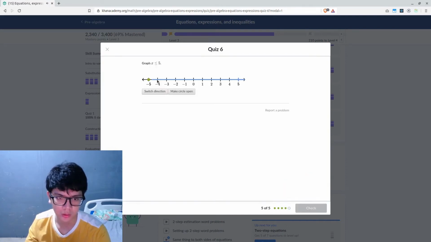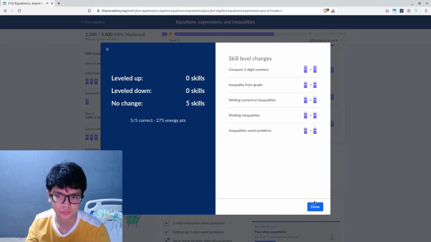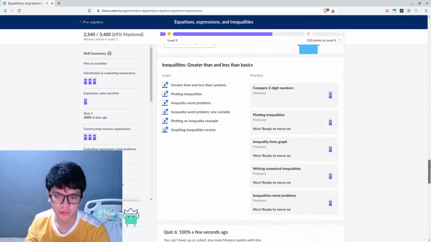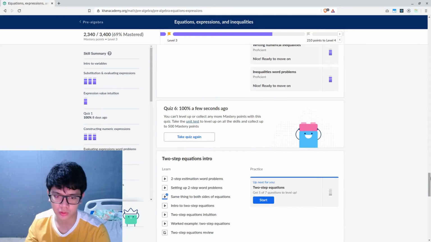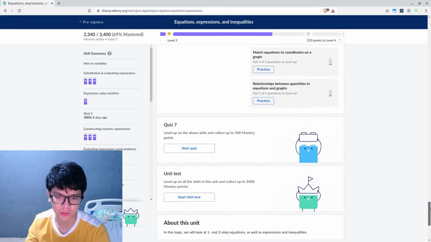Okay. Graph x is less than or equal to 5. Okay, let's go. Cool. Okay, cool. Got that. Now let's do two-step equations intro. Wow, okay.